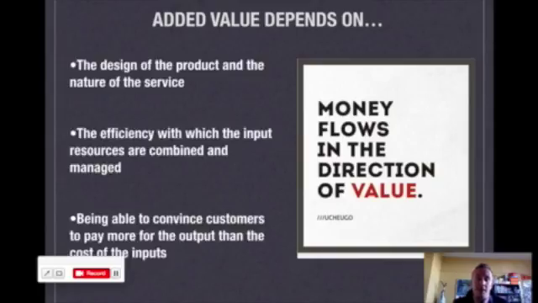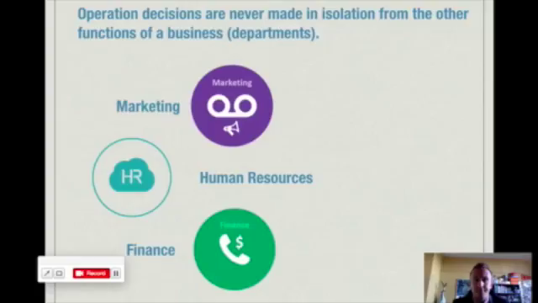Added value depends on a couple of things. It depends on the design of the product and the nature of the service, the efficiency with which the input resources are combined and managed, and being able to convince customers to pay more for the output than it cost to input. And that's really, in essence, what businesses do. They try to get people to pay more because they say that we've added something to this. We're making this more accessible, more comfortable, more technologically advanced. All those things are types of value.